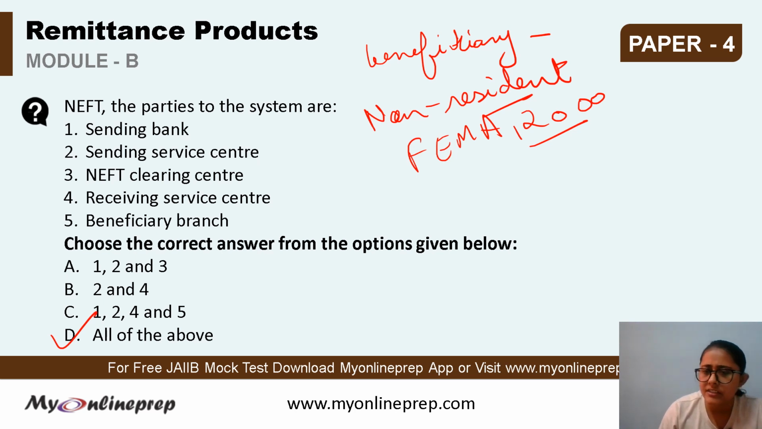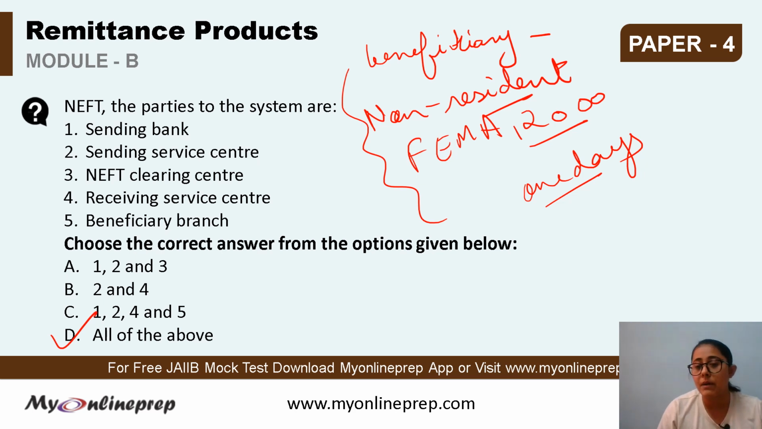And these transactions under NEFT usually happen within 2 hours, or within 1 day, and that is the business. If it is not completed within the 1 day time, then the banks are bound to revoke the transaction unless it is not in compliance with the security procedure. So these are the basic things about NEFT. So here the parties to the system are all of the above. That is, all of these are the parties to the NEFT process.